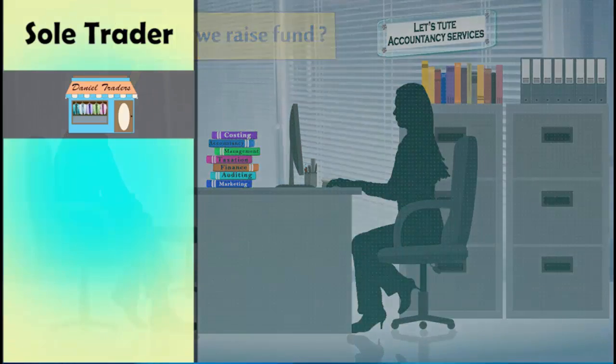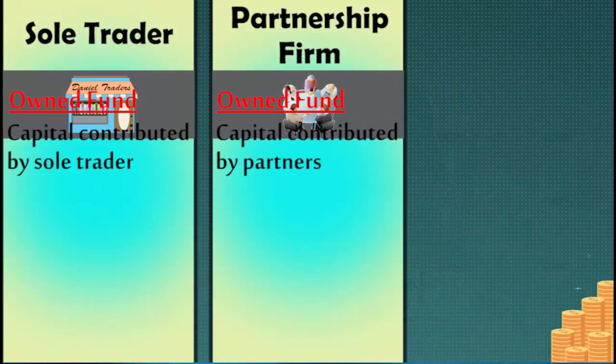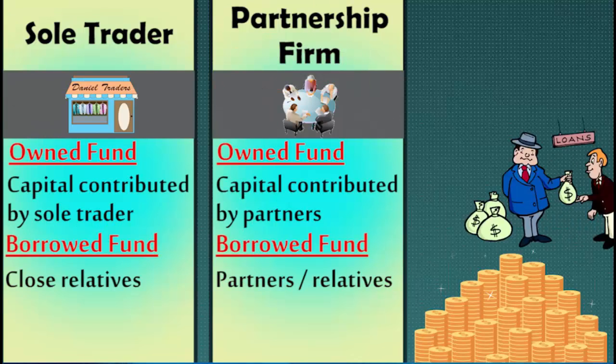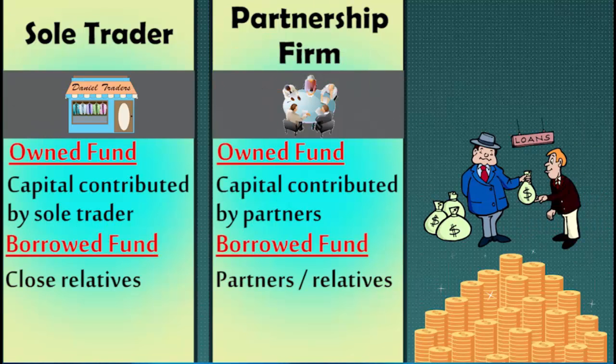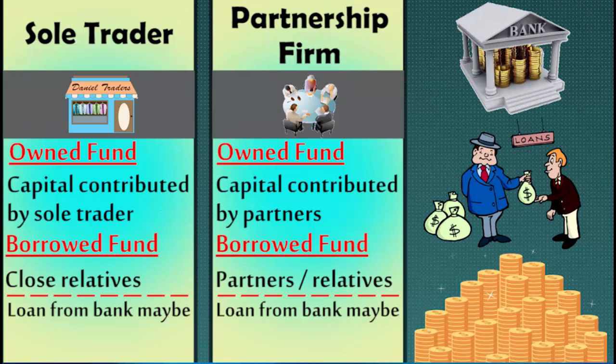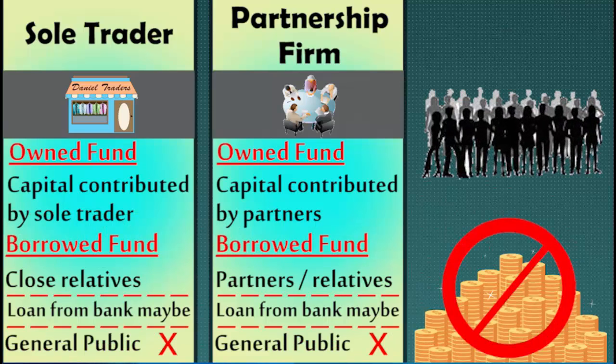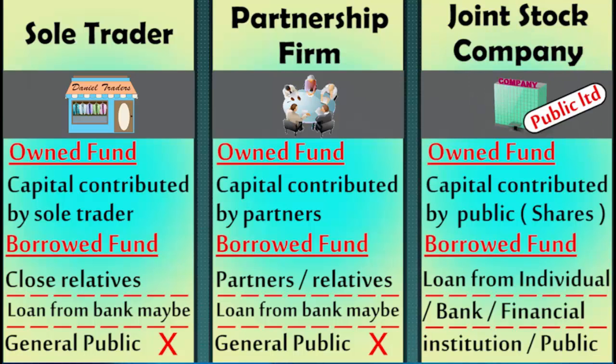Generally, sole traders and partnerships either use owned funds, that is their capital, and debt fund that they borrow from close relatives, etc. And maybe they can get a loan from bank or investment firm. But what about getting funded from the general public? No, they do not get any funds from general public. But on the other hand, companies have a big yes from all of these sources.